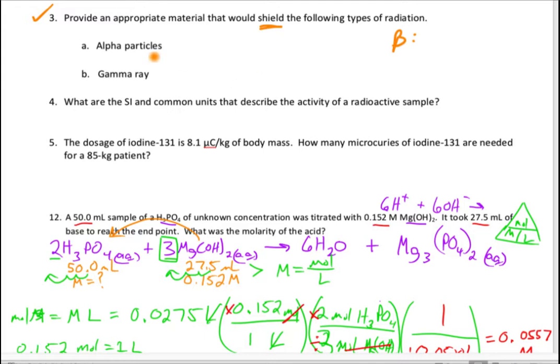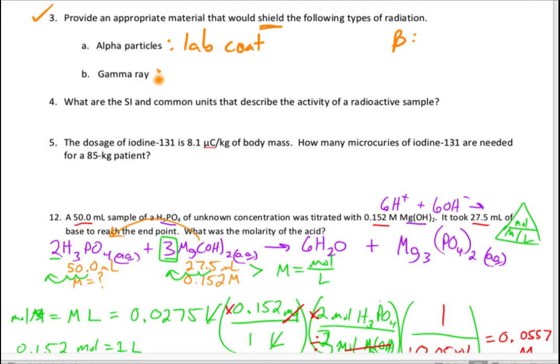Alpha particles, they're really big. They're a helium nucleus, so in the context of radiation, they're enormous. And so an alpha particle can be blocked basically with heavy clothing, like a lab coat or gloves. I'll have more to say about it in a minute.